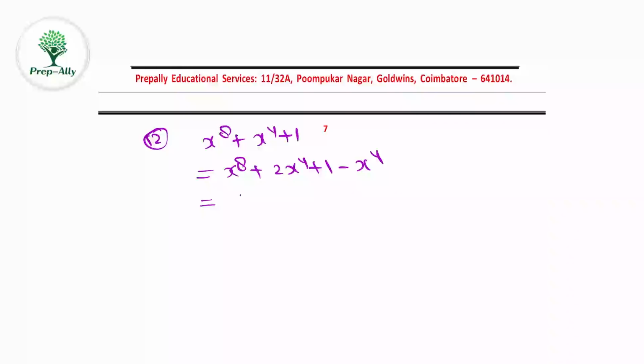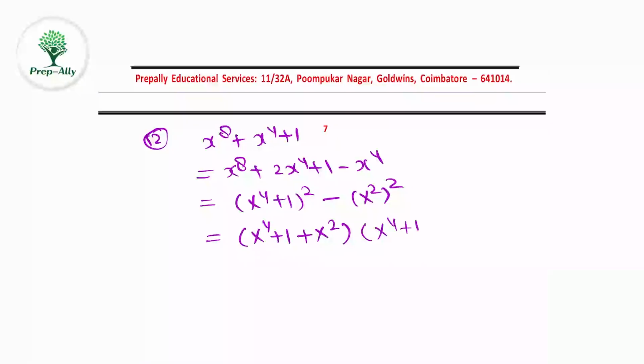So here we can write this expression as x raised to power 4 plus 1 whole square, and x raised to power 4 we can write as x square raised to power 2. So here we are getting x raised to power 4 plus 1 plus x square, x raised to power 4 plus 1 minus x square. Basically I am using the a square minus b square formula, which is equal to a plus b into a minus b.